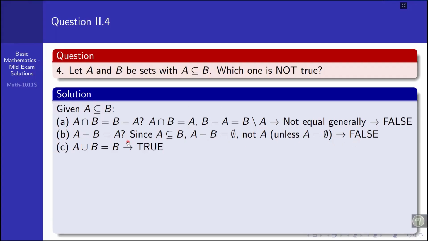C, A union B is equal to B. A is a subset of B, so the union of these two sets must be the larger set, that is simply set B, so that is a true statement. And lastly, D, A intersection B is equal to A. A is a subset of B, so the intersection of these two sets must be the smaller set, that is A, therefore this is also a true statement.